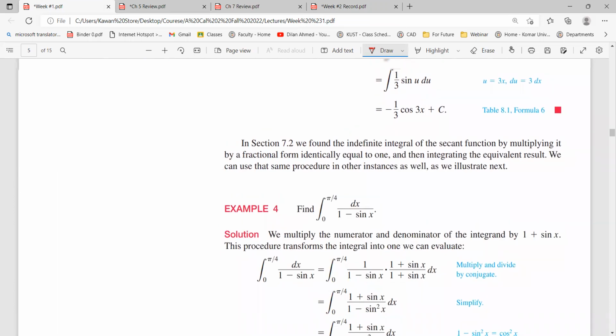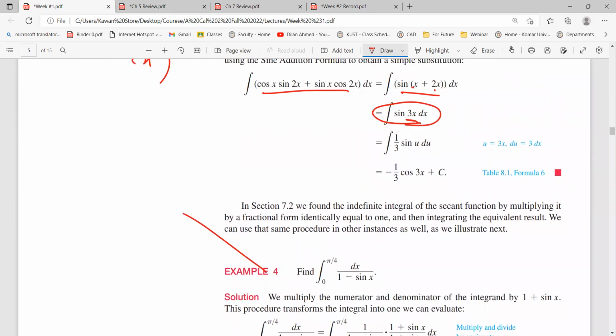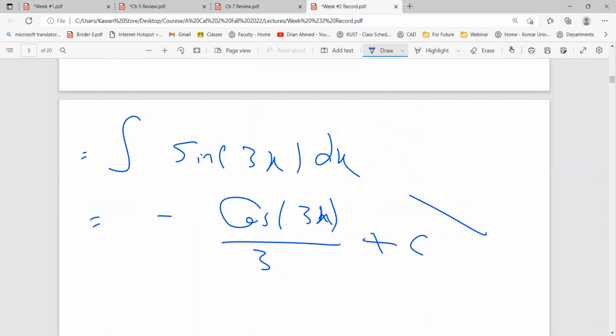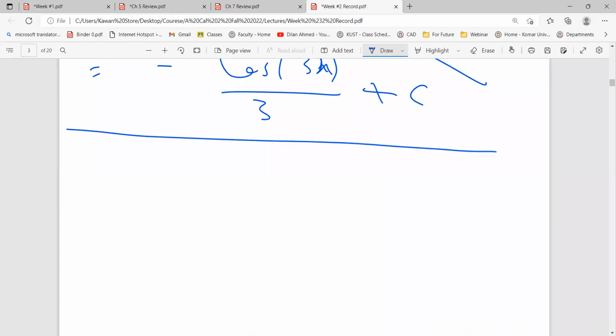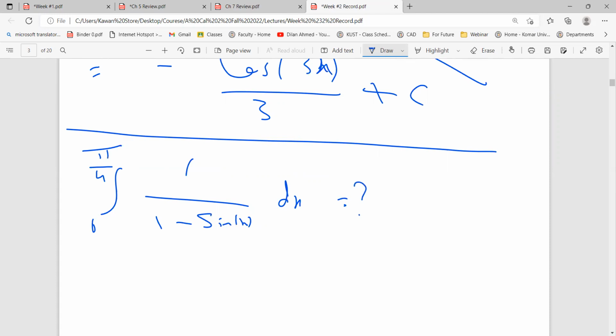Now I'm going to example number 4 in 8.1. So how do we solve that one? The integral from 0 to pi over 4 of 1 over 1 minus sine of x. Any idea?